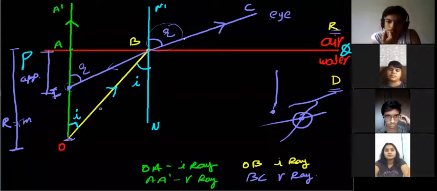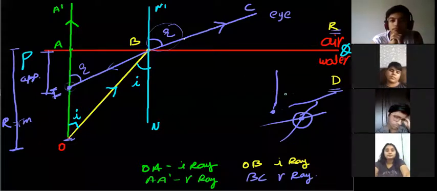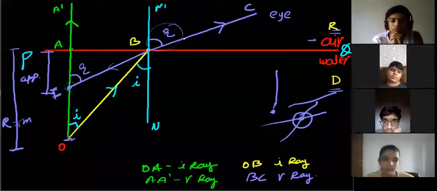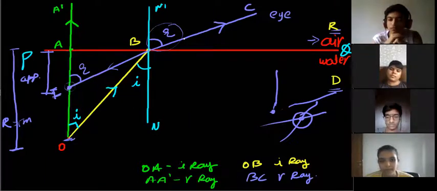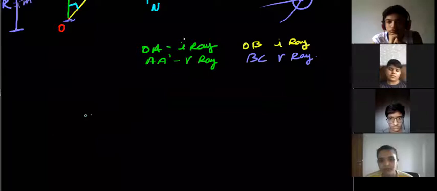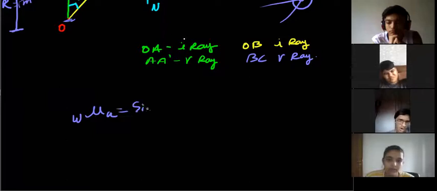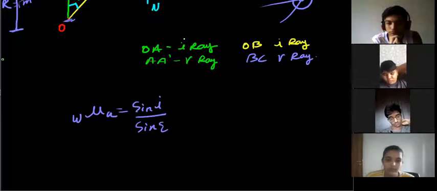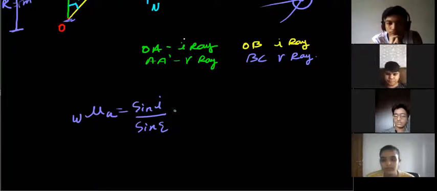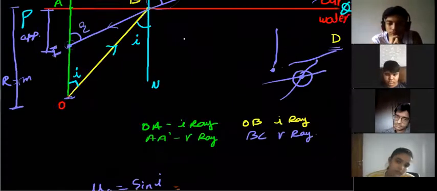Okay, so now let's see what is sin I. First of all, let's see what is the refractive index. Refractive index you always find for medium 2. So this is medium 2, air. Everyone clear? So we can write the refractive index of air with respect to water equals sine I upon sine R. I don't think anybody should have a problem in this, right? This is our own formula. Now we want to find the value of sine I.